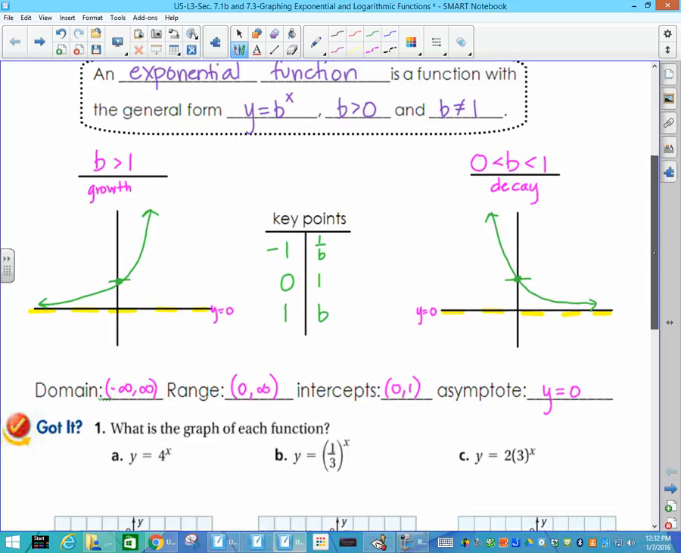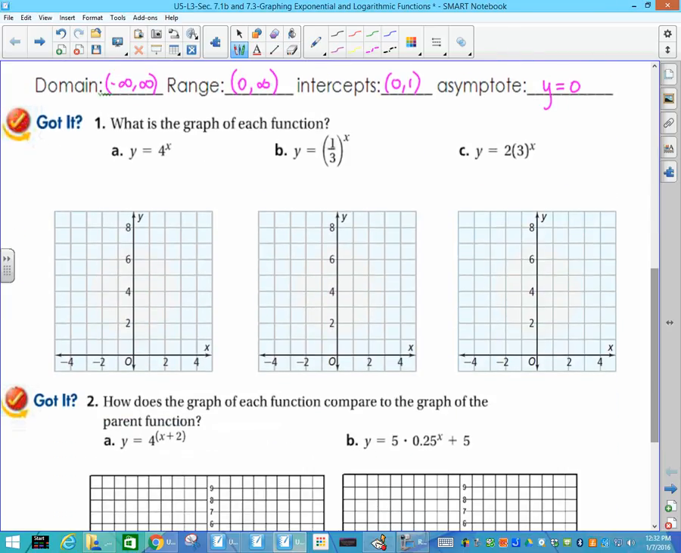So let's go get busy. The first one we have is y equals 4 to the x. When you're graphing these, the first thing that you want to do is figure out what your b value is. b is always going to be whatever number has the exponent attached to it. So in this case, b is equal to 4. And you always want to write down your asymptote because that's going to help you do your graphing. So b is 4, my asymptote is 0, my key points are -1, 0, 1, and 1 over 4, 1, 4.